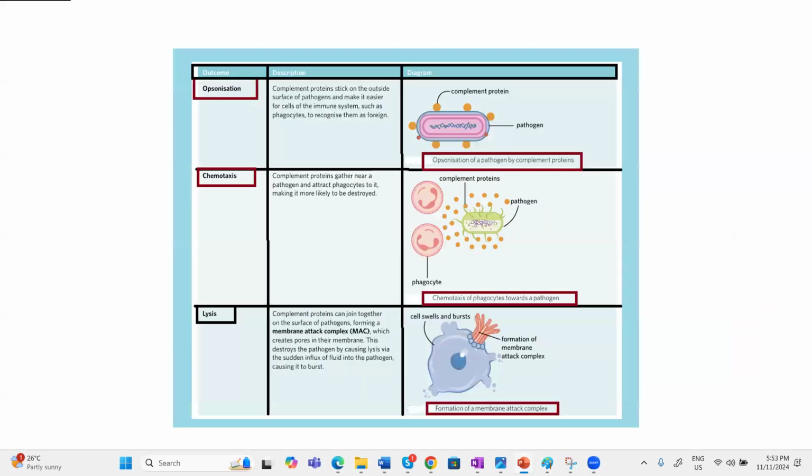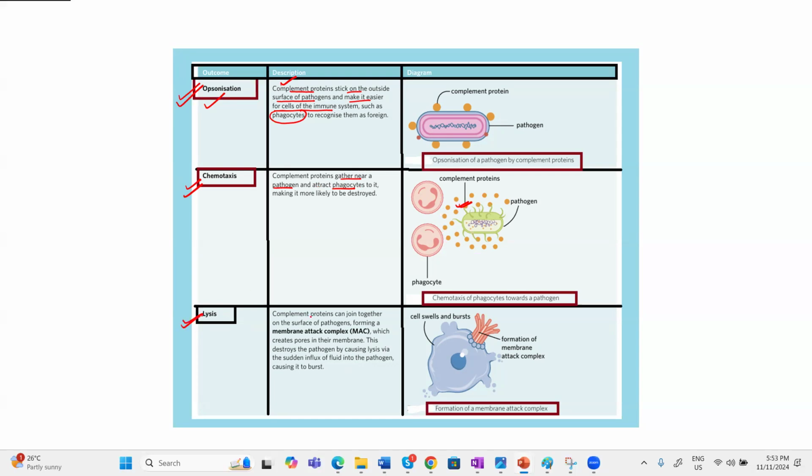Now see what they will do. Either they will do opsonization. The complement protein will stick to the outside surface of the pathogen, making it easier for the cells of the immune system, the phagocytes, to identify it as foreign and then destroy it. So opsonization of the pathogen is done by the complement protein so that phagocytosis becomes easy. Then second is chemotaxis. They gather near the pathogen and attract phagocytes.